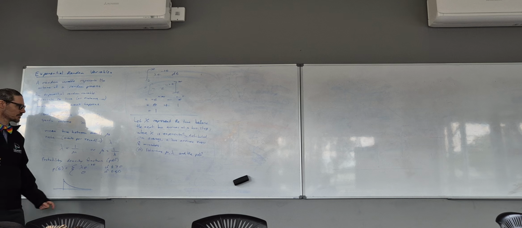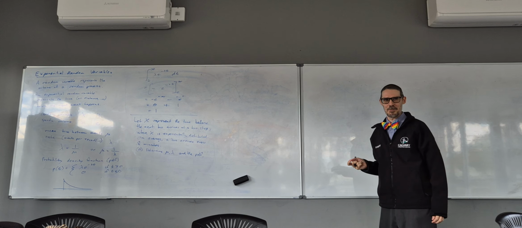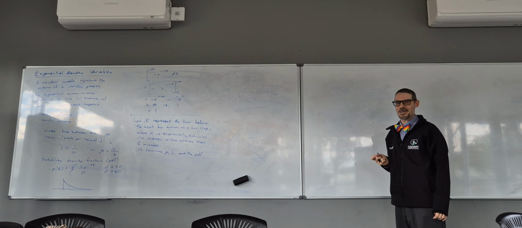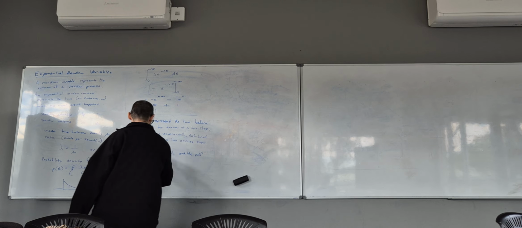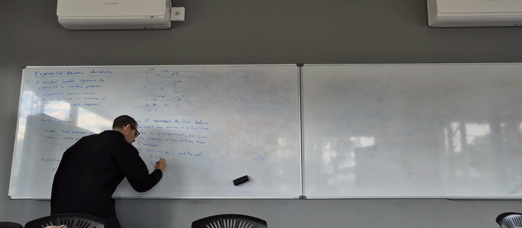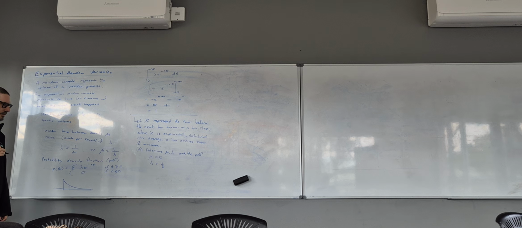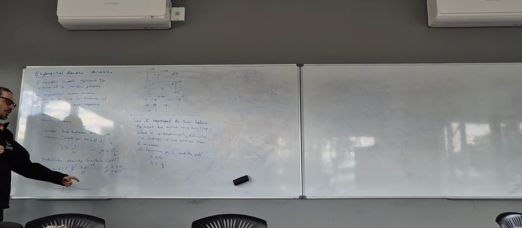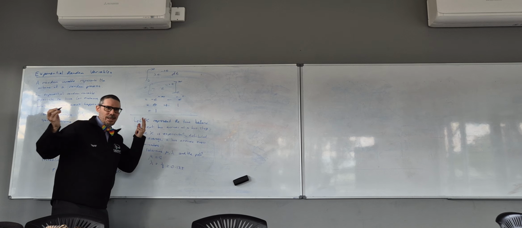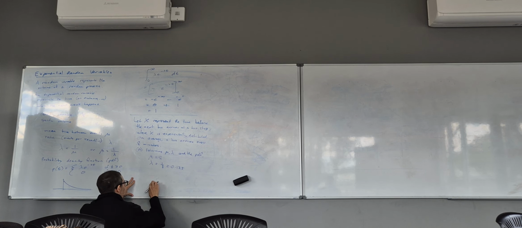The first question, on average arrives every 8 minutes. Is that mu or lambda? Mu. Mu is 8, correct. So mu is 8. So lambda is 1 over 8. And you can write 1 over 8, or you can write 0.125, I don't care. Doesn't matter. And we can write our PDF.